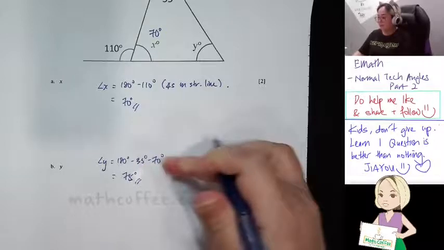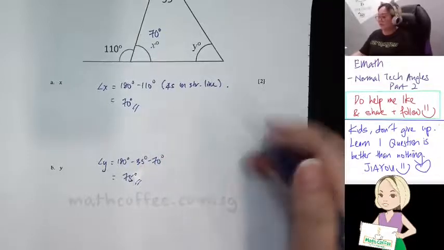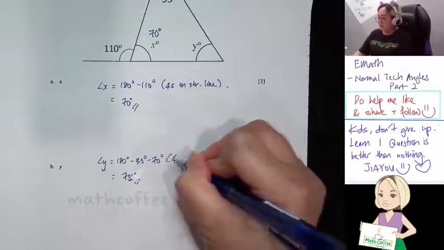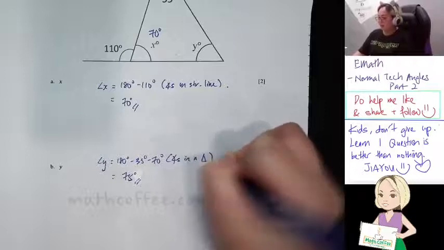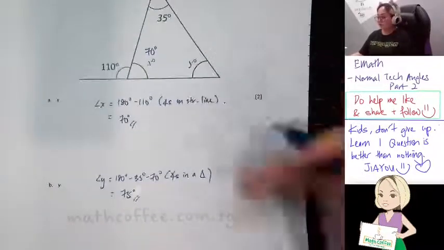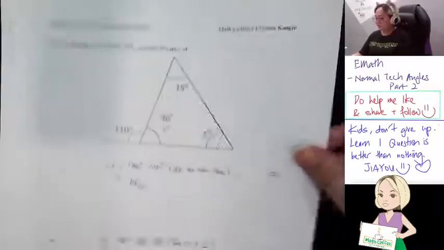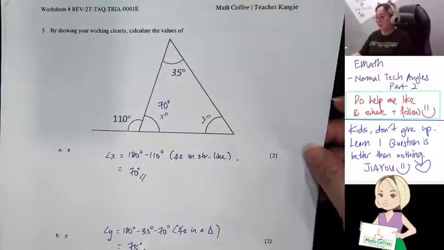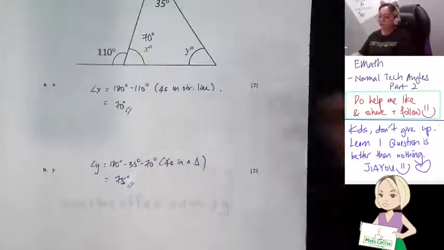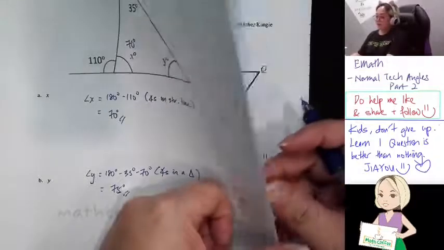Okay, so 75 degrees. And again, what's the reason? This is because it's angles in a triangle. So we will say angles in a triangle. Okay, so that's for these two. Angle sum of triangle also can, but usually I just write angles in a triangle.